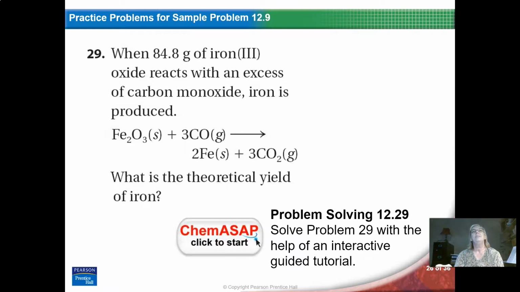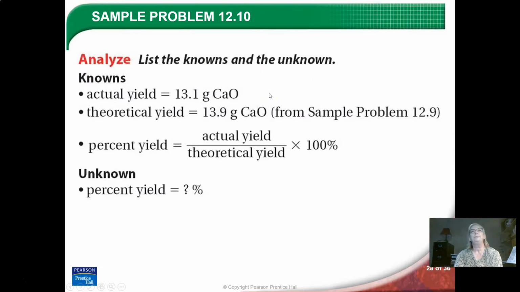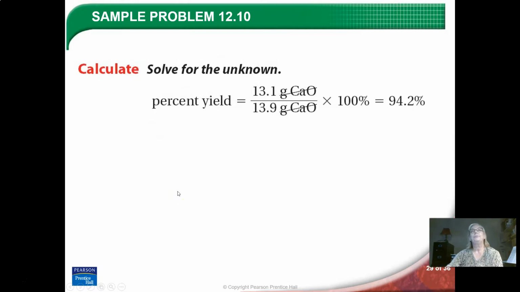Here's another one to try for theoretical yield. Now we're going to use the information that we just figured out from the last problem and see what the percent yield is. We actually produced 13.1 grams in lab, but remember we just figured out the theoretical yield was 13.9 grams. So we're going to take these two numbers and figure out the percent yield. So 13.1 grams in the lab. We should, in a perfect world, get 13.9. Take this divided by that, times 100, gives you that.